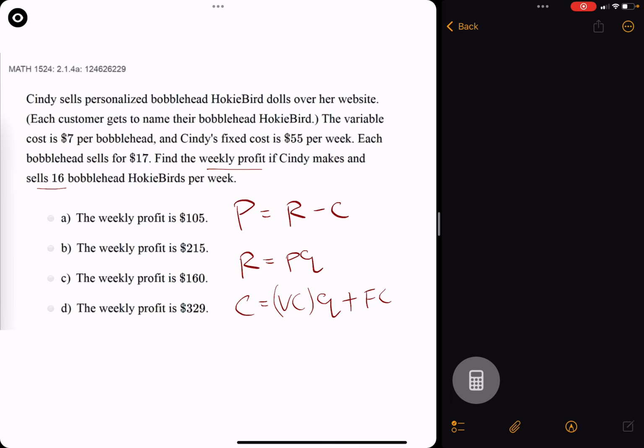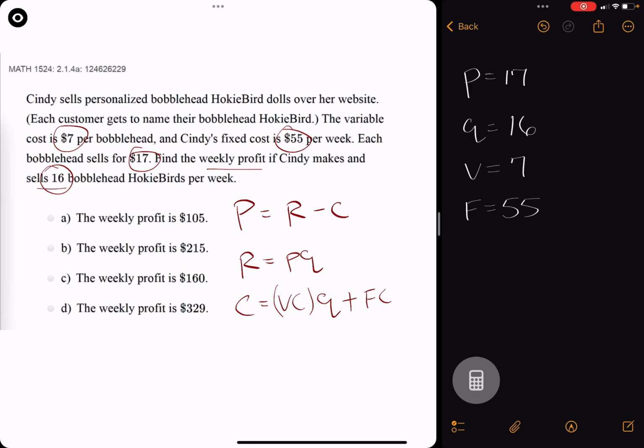The price that we're selling bobbleheads for is $17. So we'll say P equals 17. Next, the quantity that we are making and selling is 16. The variable cost is $7, so I'll just say V equals 7. And the fixed cost is 55. So I'll say F equals 55.